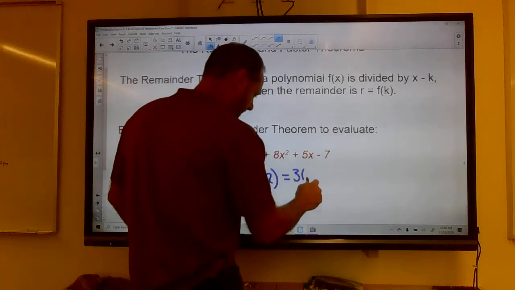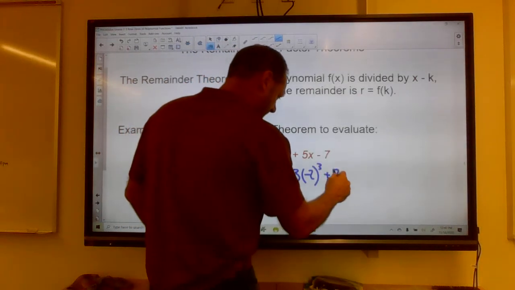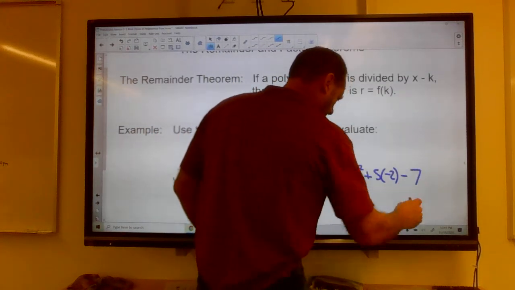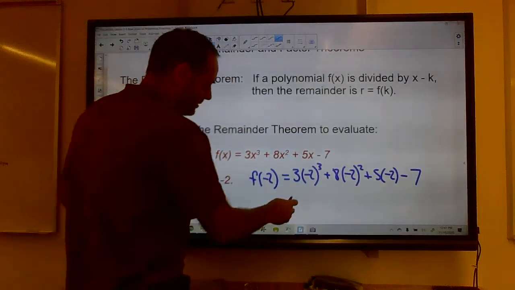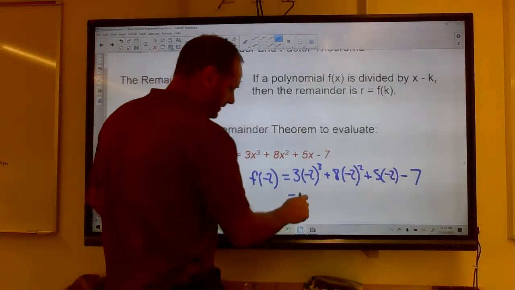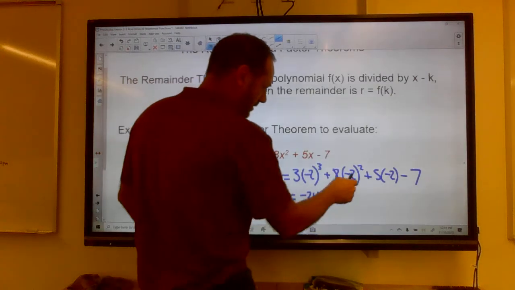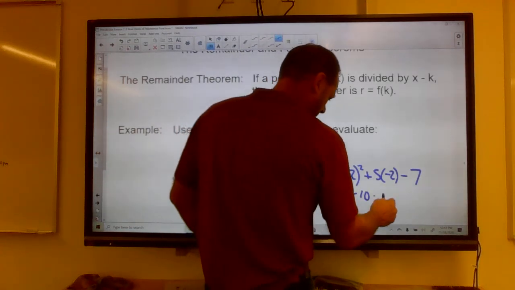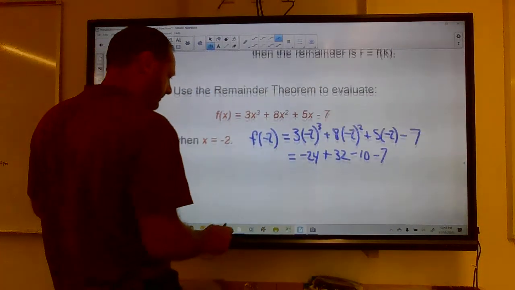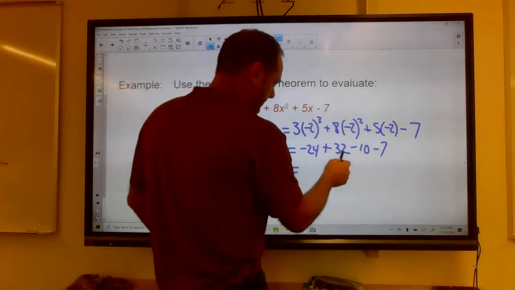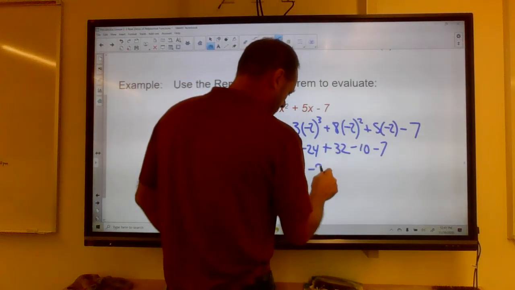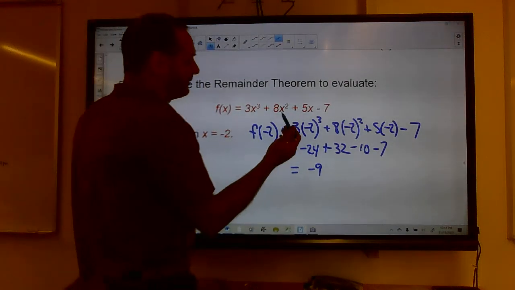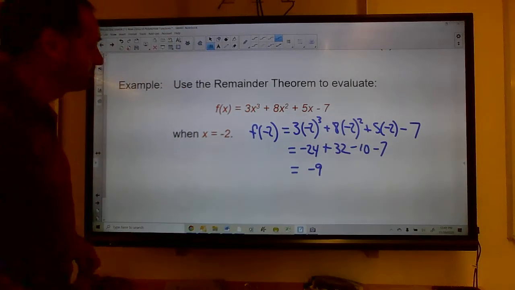So this would be 3 times negative 2 cubed plus 8 times negative 2 squared plus 5 times negative 2 minus 7. Okay, this is negative 8, so negative 24. This would be plus 4 times 8, which is 32, minus 10, minus 7. So this would be negative 24 plus 32 is 8, minus 10 is negative 2, minus 7 is negative 9. So this would have a remainder of negative 9. If it comes out to be 0, then it divides evenly. Okay?